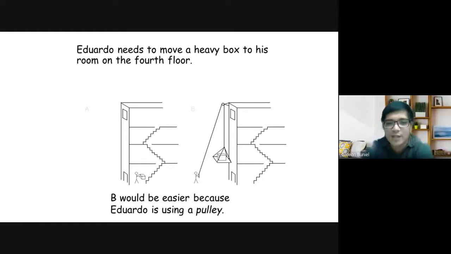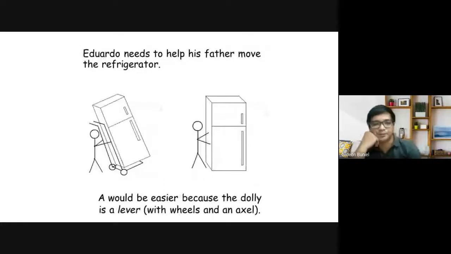But as you can see, figure B would be easier. This one, figure B, would be easier because Eduardo is using a pulley. So Eduardo does not need to climb the stairs, but instead he uses the pulley system. Okay, you got it? So that's one application.